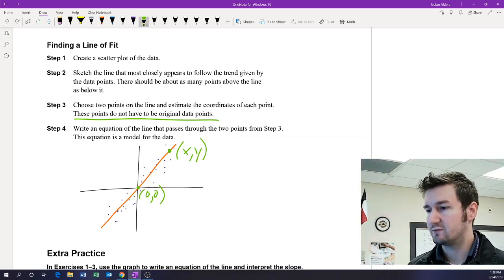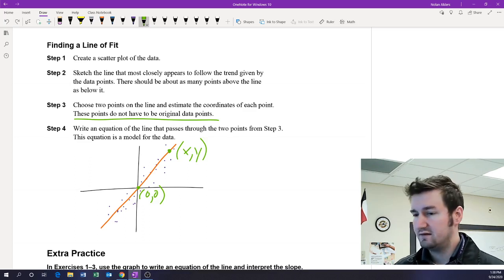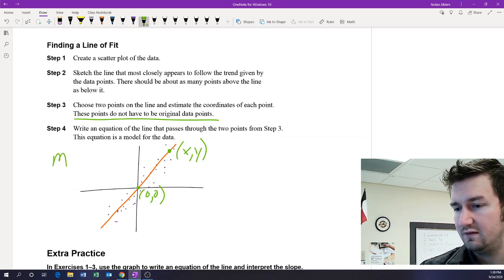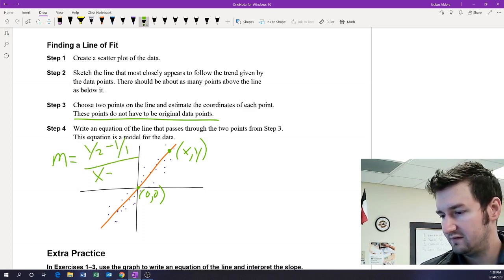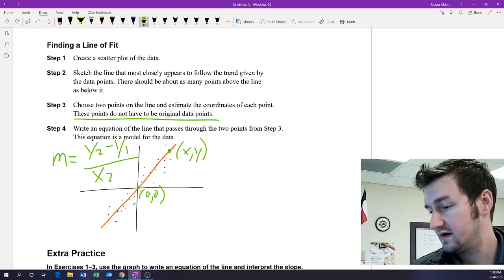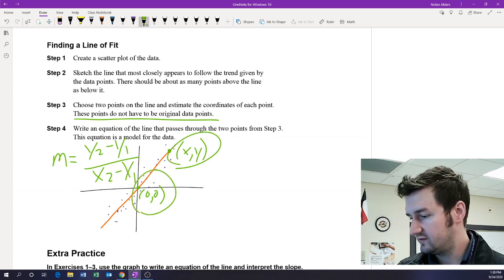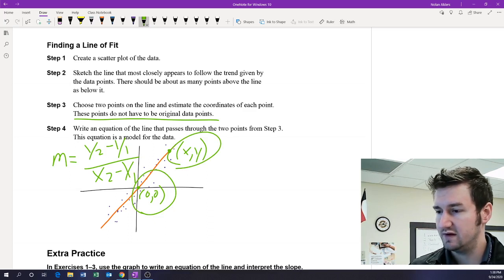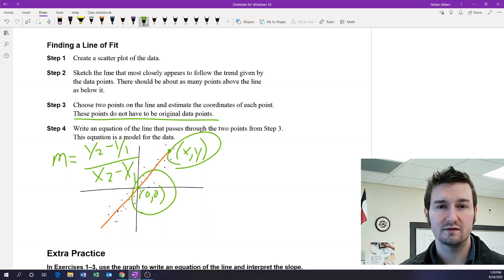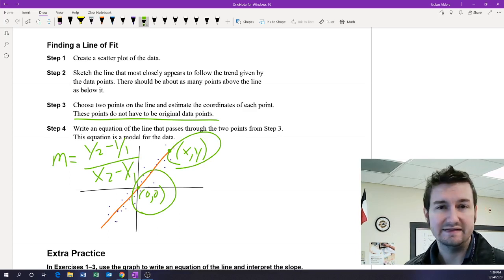And then step 4, we're going to write an equation of the line that passes through the 2 points from step 3. So again, looking up above, I would use that slope formula: m equals y2 minus y1 over x2 minus x1. You're going to use these 2 points to plug those in. Those will be numbers, whatever points you chose. Plug it in, and then you can use your point-slope form up above to make the equation. So that's the main idea.